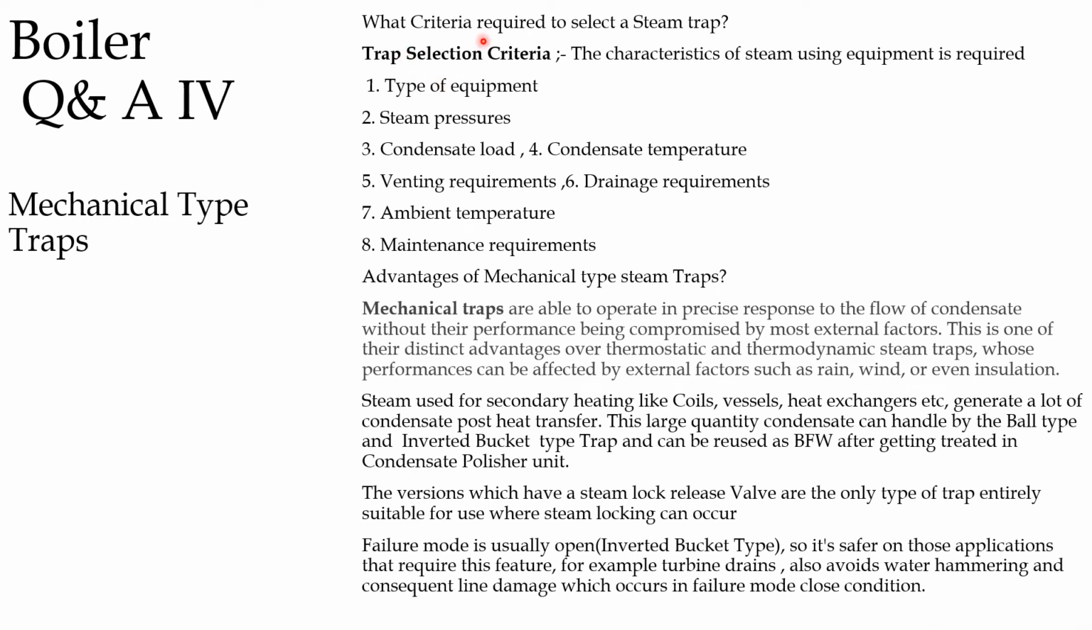Now we can see the criteria required to select a steam trap. Trap selection criteria: the characteristics of the steam using equipment are required. Type of equipment, steam pressure, high pressure or medium pressure or low pressure. Condensate load, how the condensate load will be. Then the condensate temperature, venting requirements, drainage requirements, ambient temperature, maintenance requirements. Type of equipment, whether it is a coil or vessel or heat exchanger or turbine. Steam pressure, high pressure or medium pressure or low pressure, for a reboiler used.